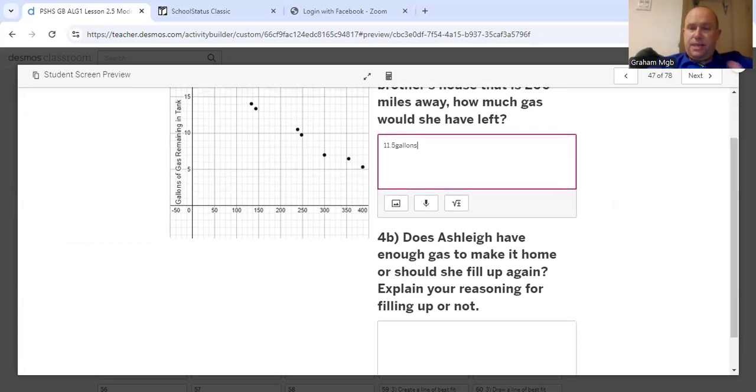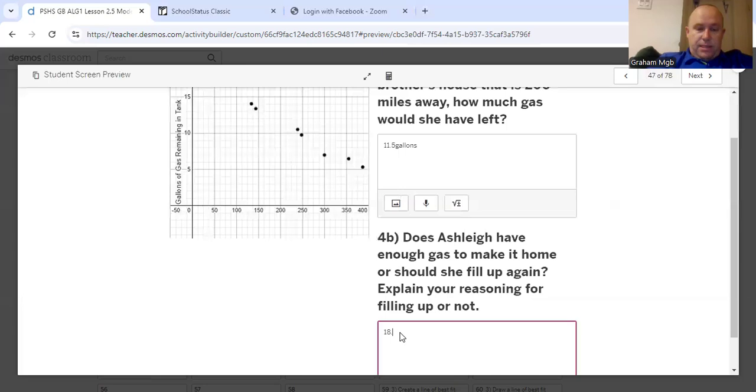Now, the follow-up question is, does Ashley have enough gas to make it home, or should she fill up again? Explain your reasoning. So my reasoning for this is, if I started with 18.5 gallons of gas, and I now have 11.5 gallons of gas, that means that I used 7 gallons of gas for this trip. So if I'm just driving to some place and I'm driving back again, it's probably going to be about the same amount of mileage, the same amount of gas usage on the way back. So if I have 11.5 gallons left and the trip only took 7, I think it's fairly safe to assume that, yes, you can make it back for that reason.